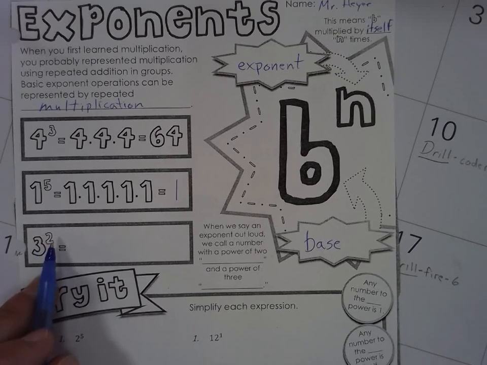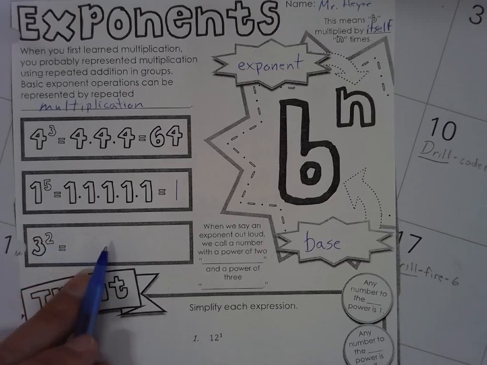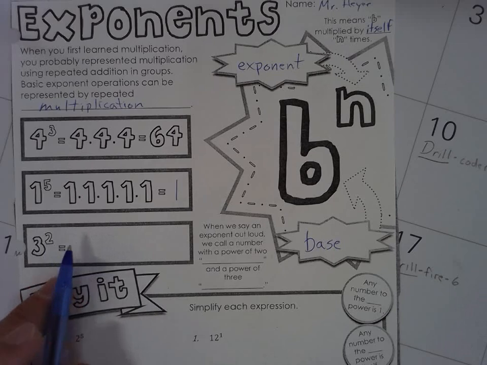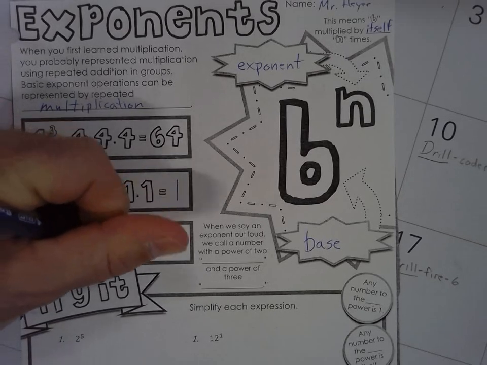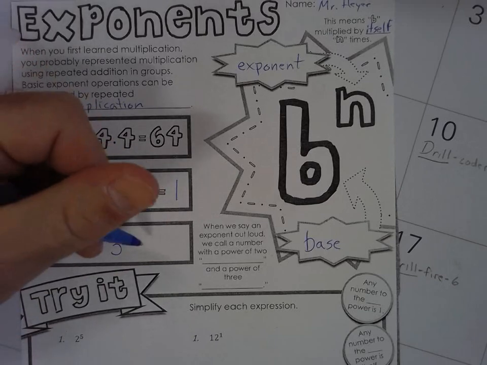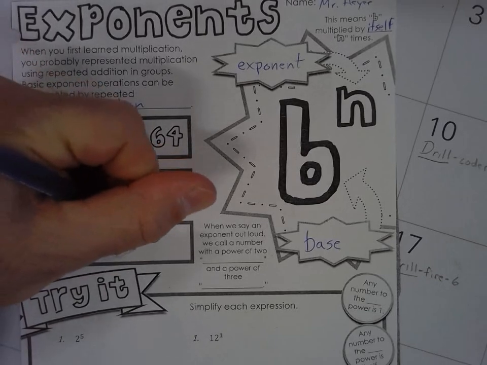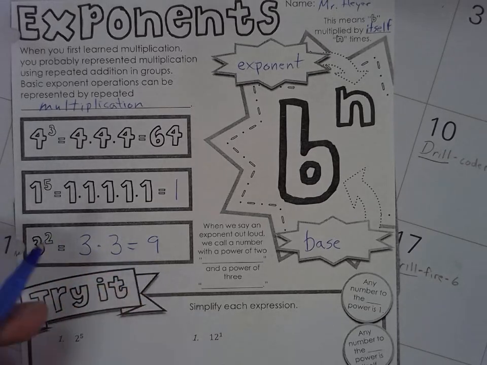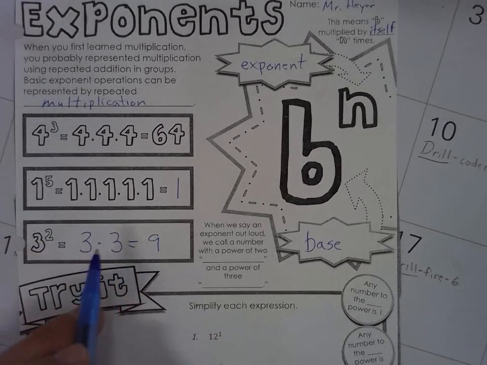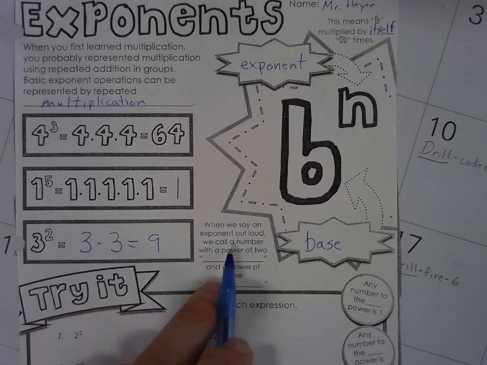Okay, so if you were able to pause the video, I'm going to show you what you should have written. So check what you wrote and compare it to what I wrote and change it if you need to. So this is 3 squared. That means I'm going to do 3 times 3. And what is 3 times 3? 3 times 3 is 9. So 3 squared is equal to 9. All right? So good job if you got that correct.